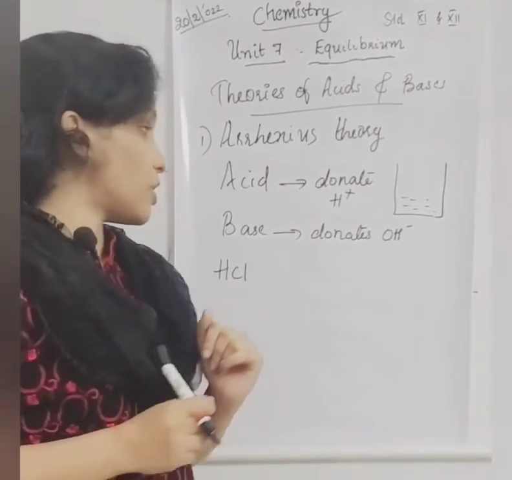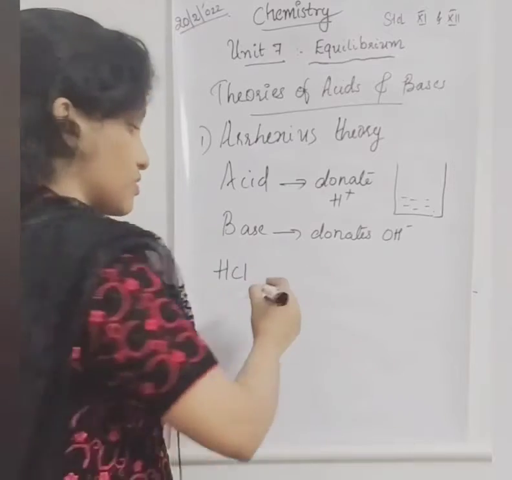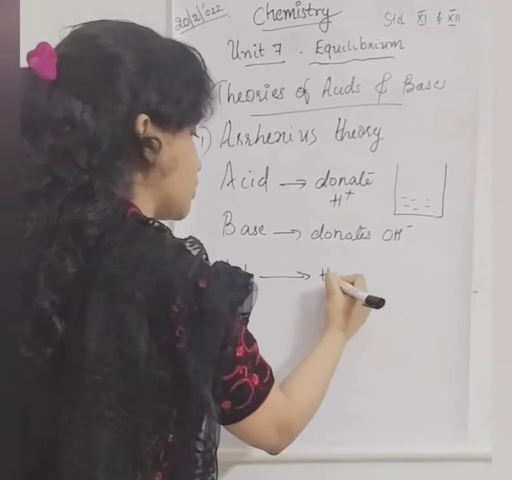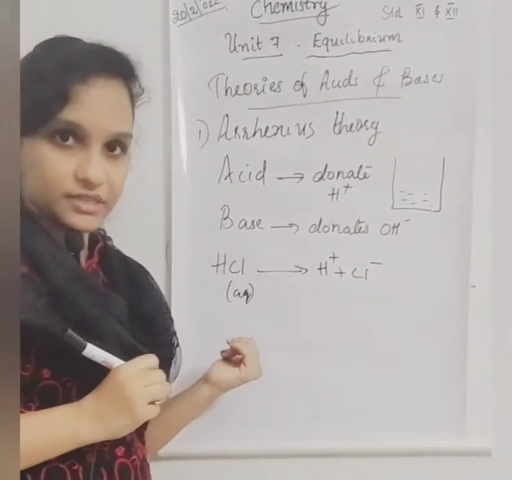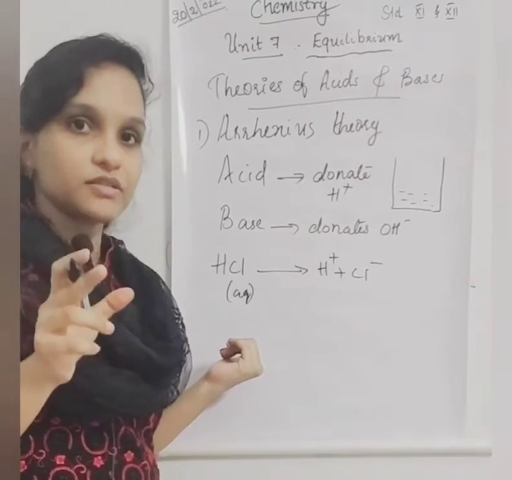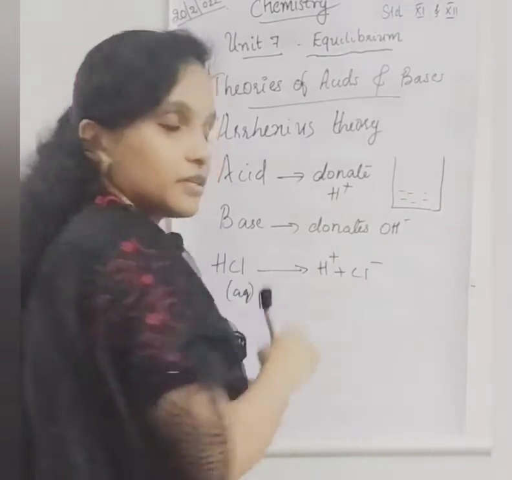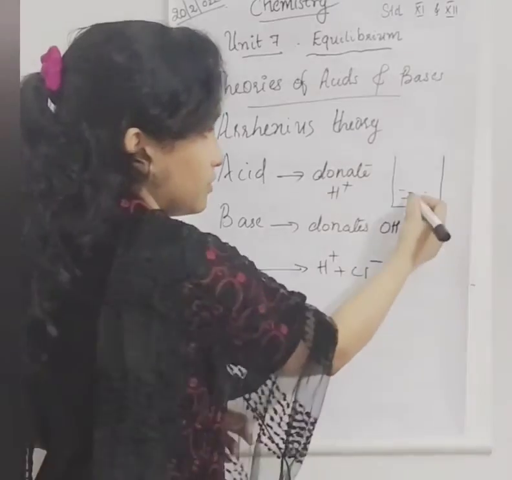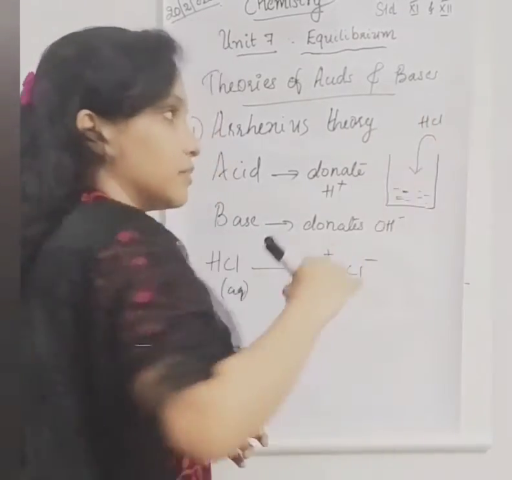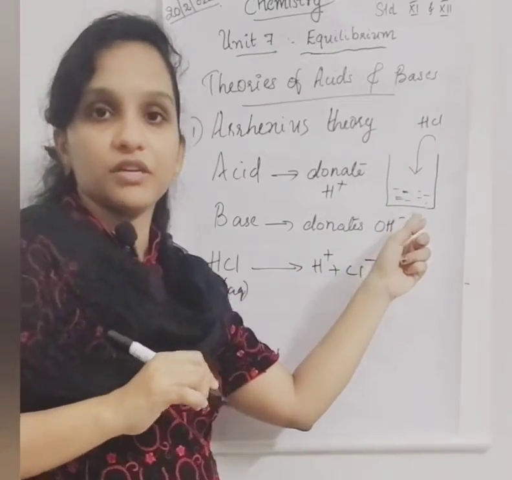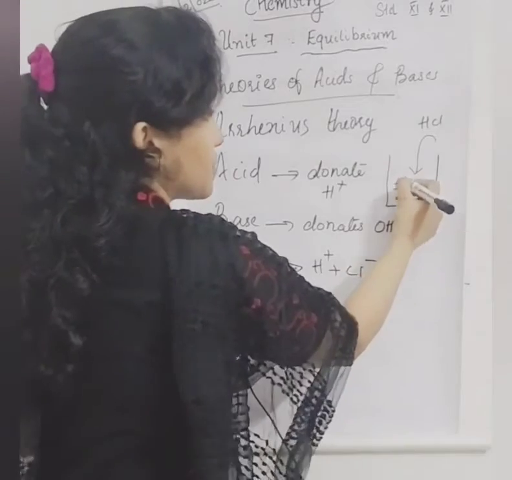So let's see the example of HCl. HCl is an acid. So what does it produce? H plus ions. It gives H plus and Cl minus when it is dissolved in water, that is, in aqueous solution. See, I have taken the beaker containing water, and in that we are adding HCl. When HCl is added to this beaker, it dissociates into H plus and Cl minus, or it produces a proton.